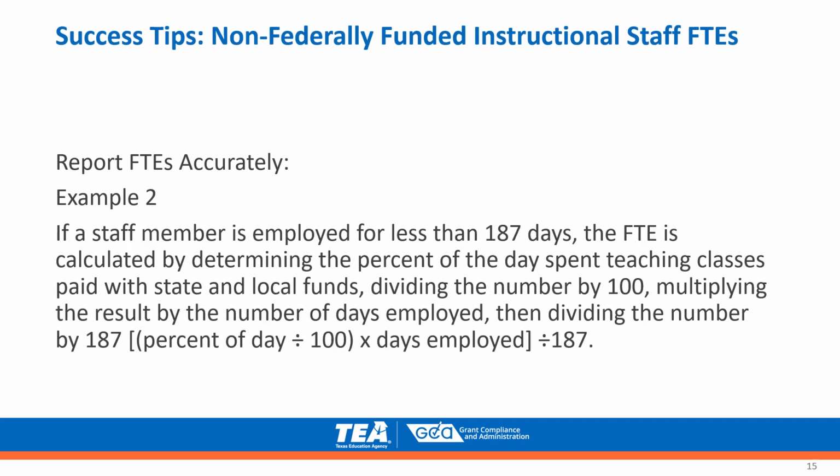Example 2. If a staff member is employed for less than 187 days, the FTE is calculated by determining the percent of the day spent teaching classes paid with state and local funds, dividing the number by 100, multiplying the result by the number of days employed, and then dividing by the number 187. And there is an example of the formula.